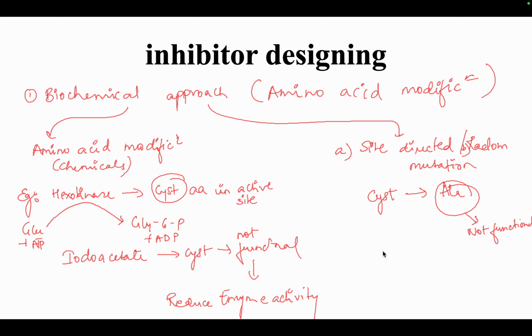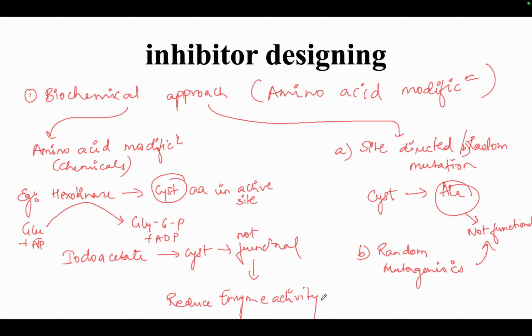Similarly, we can do random mutagenesis, and in random mutagenesis as well, there will be a random mutation. So let's say there is a mutation not in cysteine, but in some other molecule which is interacting, and with random mutagenesis we can find out whether the activity has reduced again. So random mutagenesis also follows the same principle. We have to check the activity again, whether the enzyme is functional or not, by randomly mutating all the amino acids.